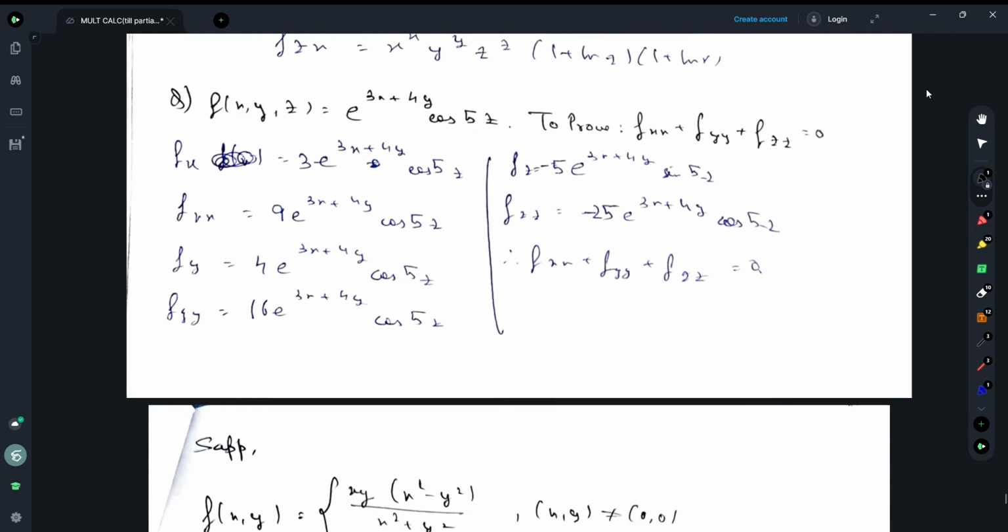Okay. Now here's a very good problem. f of x y z is e to the power 3x plus 4y, cos of 5z, and you need to prove fxx plus fyy plus fzz is equal to 0. Let's see.